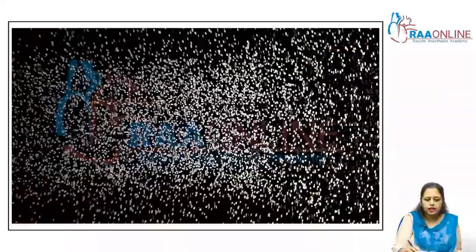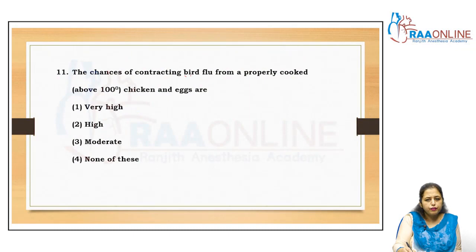The chances of contracting bird flu from properly cooked chicken and eggs, cooked above 100 degrees centigrade, are: very high, high, moderate, or none of these? So the answer is none of these. The chances of contracting bird flu from properly cooked chicken or eggs are none. Come to the next question.